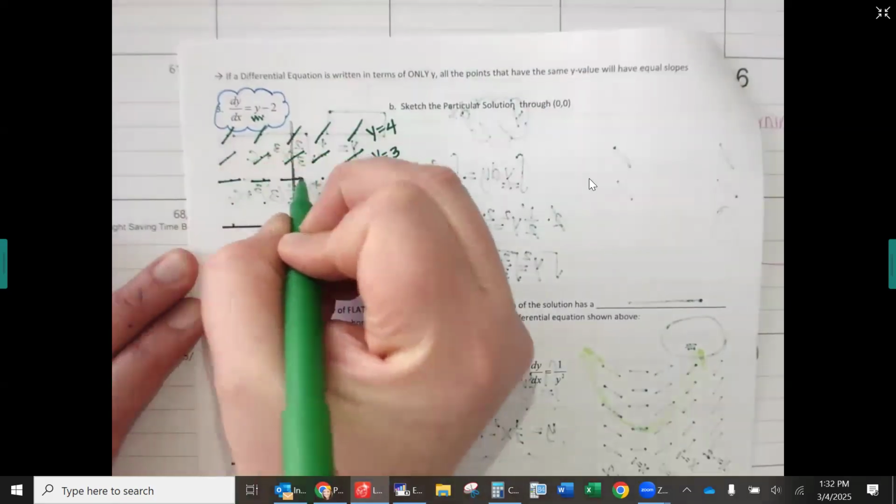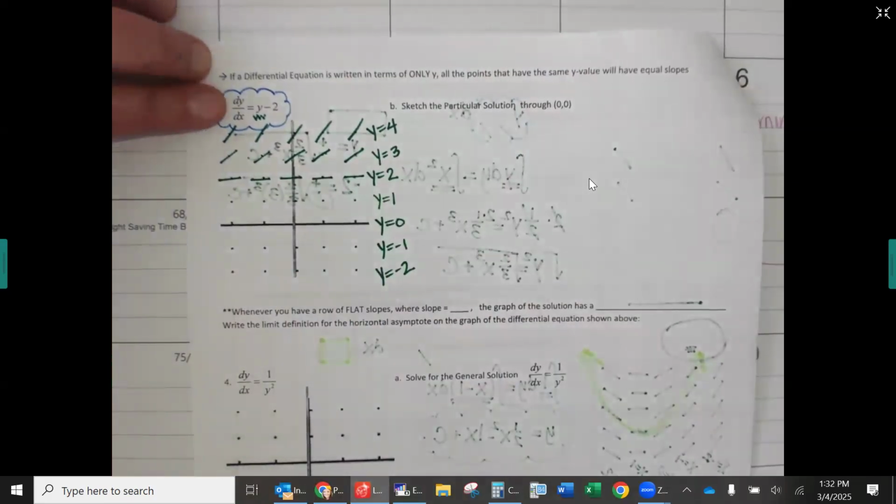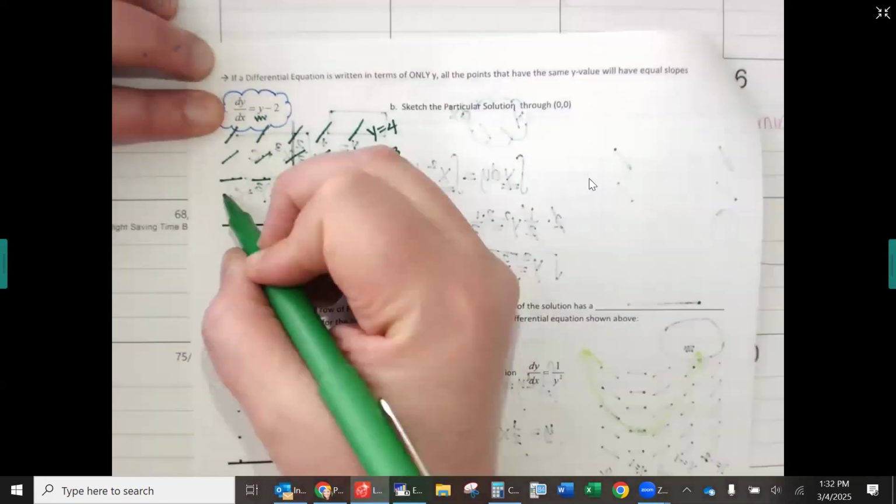Next, I make it to 2. What is 2 when I plug it into the differential? 2 minus 2 is 0. Next we're going down to 1. What would 1 be if I plug it in here? 1 minus 2 is -1, which is a perfect downhill diagonal.